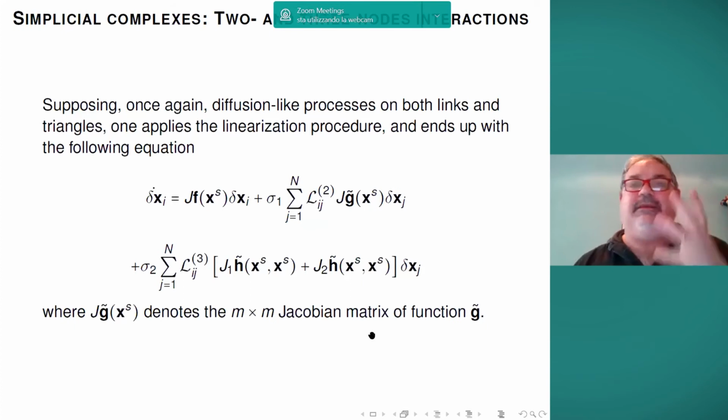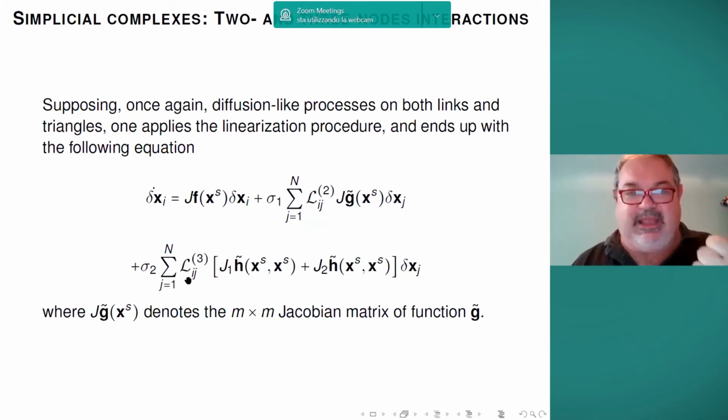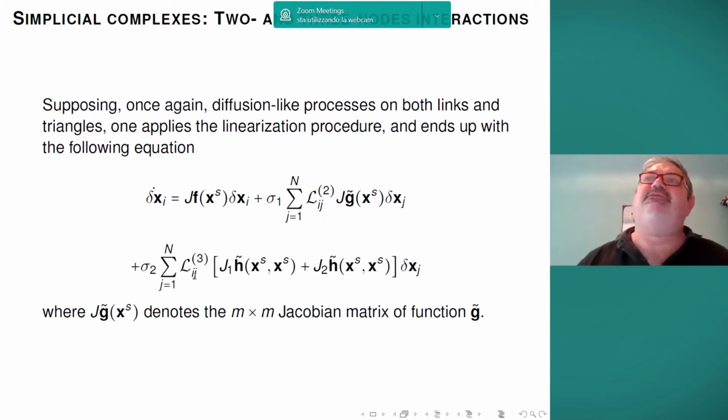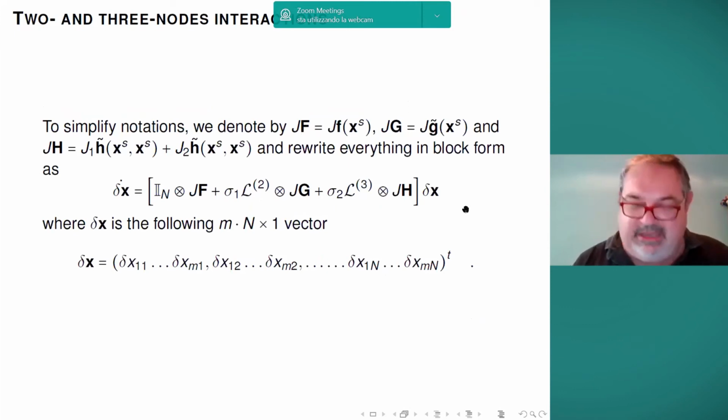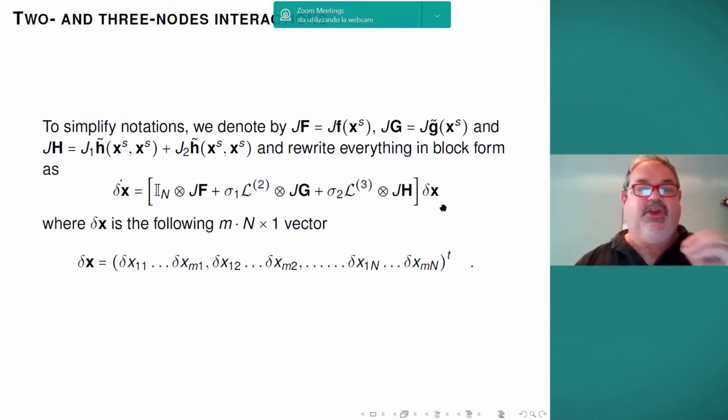And now the big point is that this Laplacian here and this Laplacian there are both zero-row sum matrices. Okay, so if you want to simplify notation, you simplify, and you write this in block form. Okay, again. And now you have these 2 matrices, lambda L2, L3.